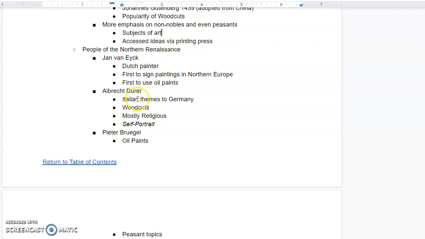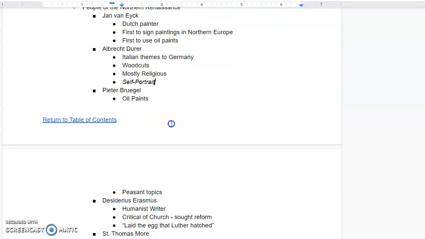Albrecht Dürer is one of the most famous German artists of the Northern Renaissance. He's very famous for his woodcuts and many religiously themed works of art, especially those woodcuts, which were broadly reproducible. And again, he's very famous for that self-portrait, the one where he looks a bit like Christ as he paints an oil painting of himself.